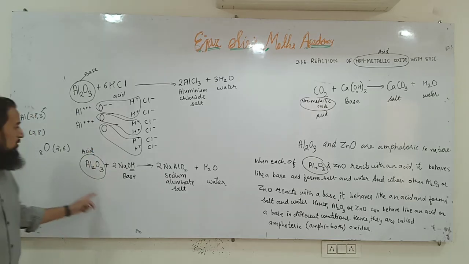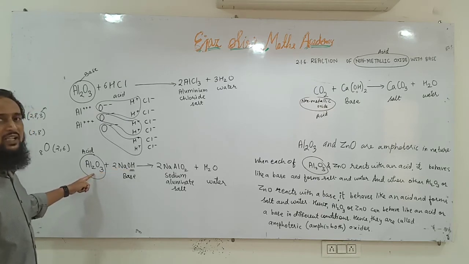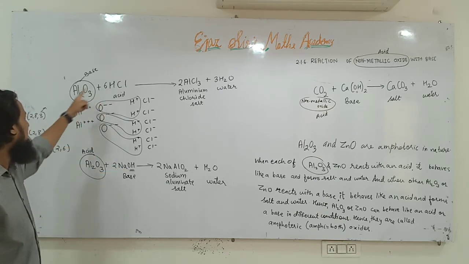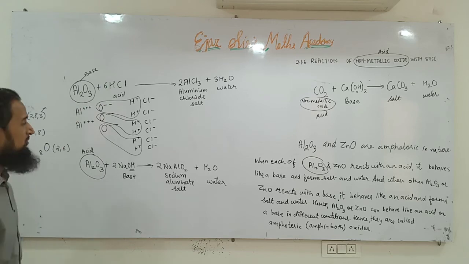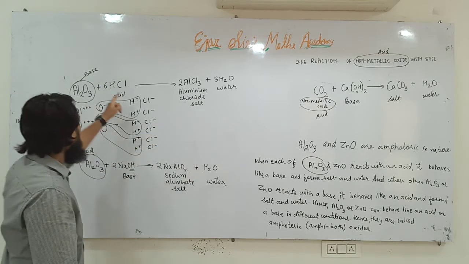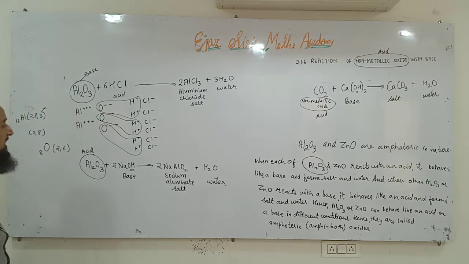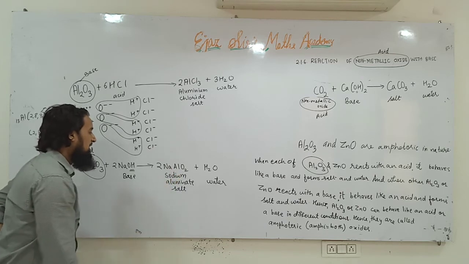See, so Al2O3 when it reacts with a base acts like an acid. When it reacts with an acid, it behaves like a base to form salt and water. Here also salt and water, here also salt and water. So here it is behaving like a base, here it is behaving like an acid. And this salt is called sodium aluminate salt.